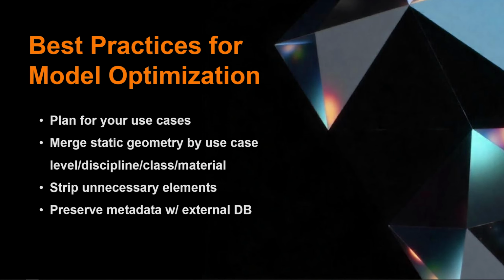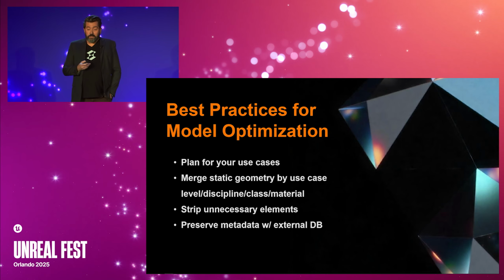So some general best practices for optimizing the BIM is, first and foremost, plan for your use cases. That's the number one critical thing. If you don't have a plan in place, you don't know what you're going to be doing on the other end, it's never going to work out. We collaborated really closely with the client to define all of this information, and then things went quite swimmingly.